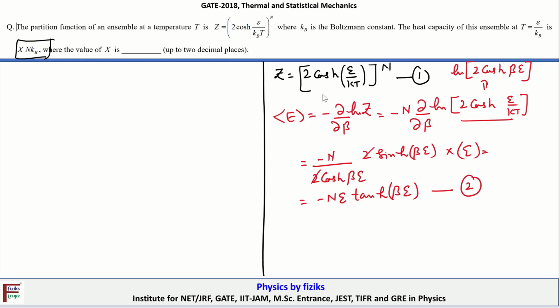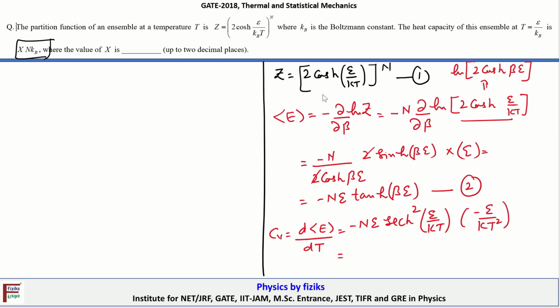Now the average energy is known to us. Now we can determine the heat capacity of the system, Cv. So now we need to change this in terms of temperature. Cv is equal to dE by dT, so that is equal to minus nE times the differential of tanh(E/kT), where beta is 1 by kT basically, so that is sech squared(E/kT), and then the differential of E/kT with respect to T, which will give us minus E upon kT squared.